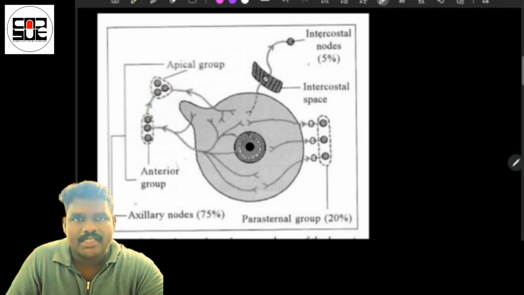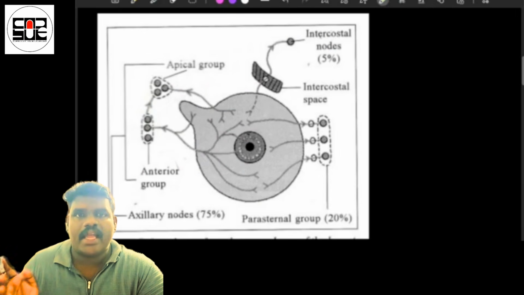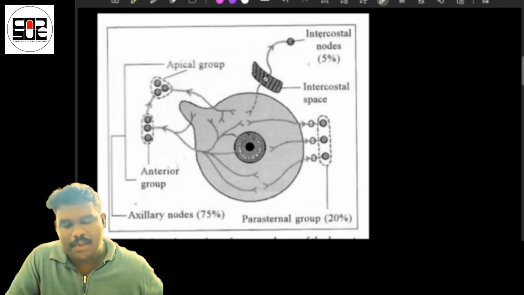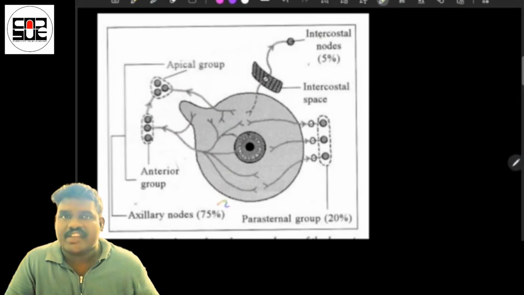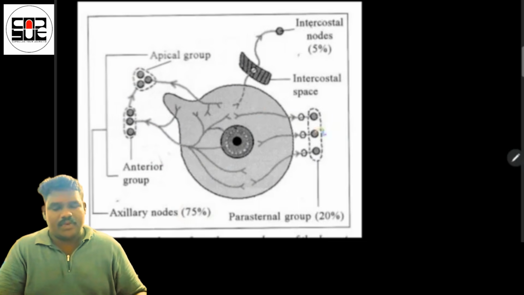So lymphatics from the subareolar plexus of Sappey, along with the lymphatics from the parenchyma on the lateral aspect, drain into the axillary lymph nodes, mainly the anterior axillary lymph nodes. They further reach the apical lymph nodes. About 70 to 75% of the lymphatics drain into the axillary lymph nodes.